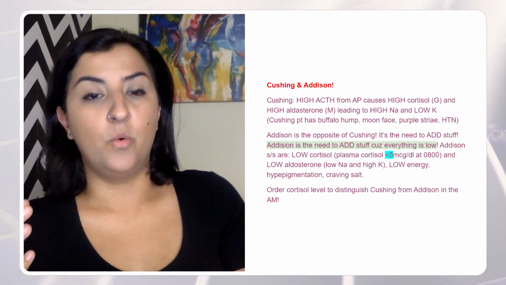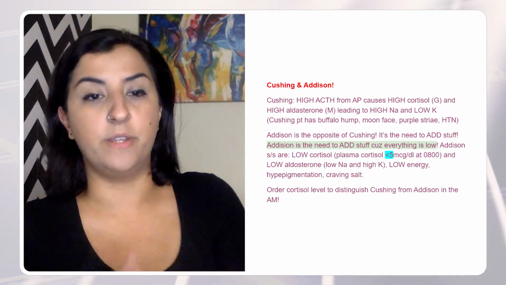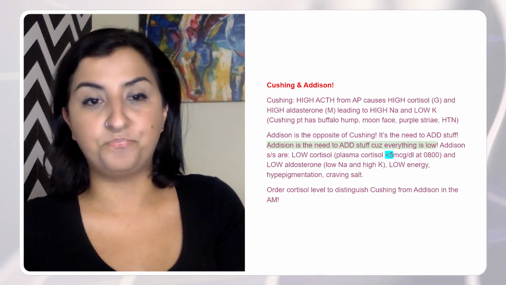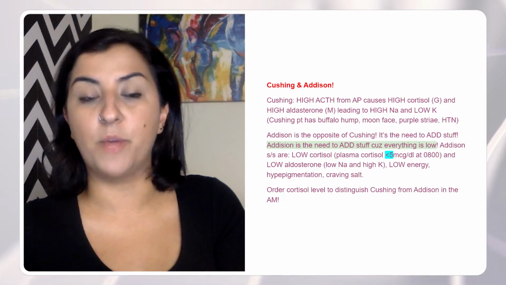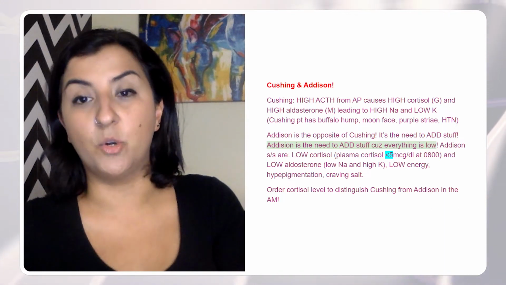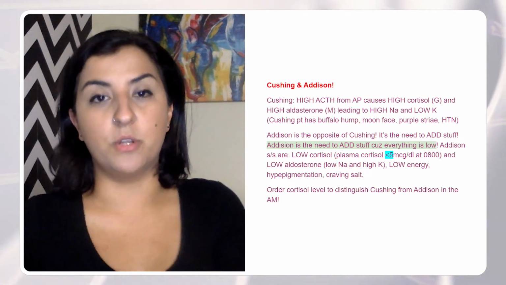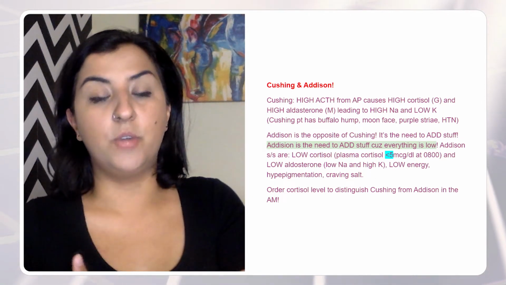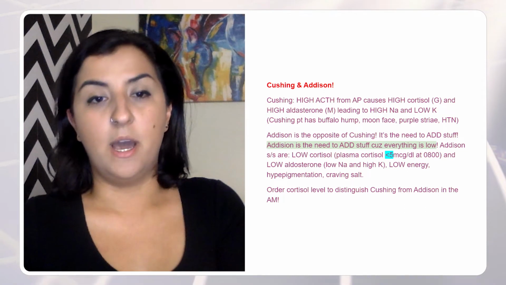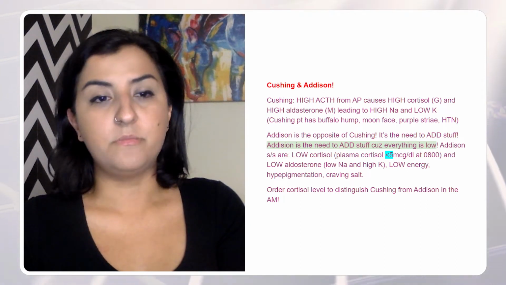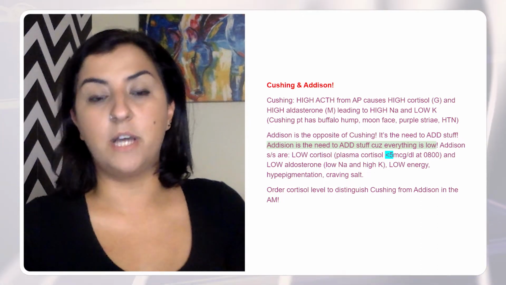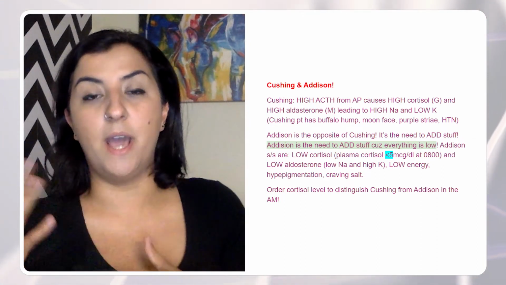So what's happening here with the cortisol, to make it more detailed: plasma cortisol will be less than 5 micrograms per dL at 8 in the morning. So that's how you measure the cortisol level. In order to know whether your cortisol is high or low, you've got to look for the plasma cortisol at 8 in the morning. And then aldosterone, what does aldosterone do? Low aldosterone means low sodium and high potassium.